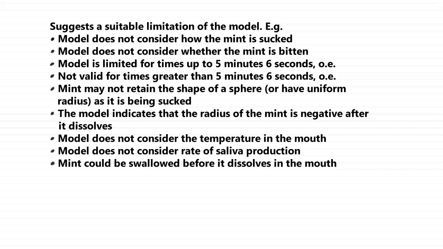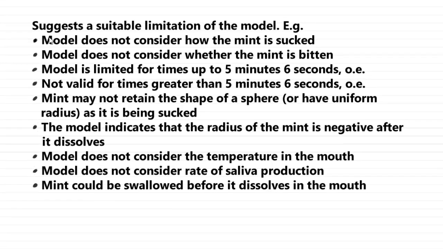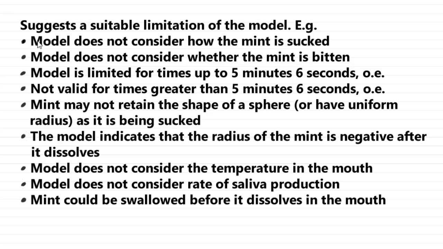Now for this last part of the question, they're asking us to suggest a suitable limitation of the model. And I've got examples down here. In fact, these examples are not my ideas. These are the examples that they give in the mark scheme. So you can see that there's 1, 2, 3, 4, 5, 6, 7, 8, 9 different examples here. So I'll leave you to just pause the video, and you can have time just to read over what they suggest. Okay?